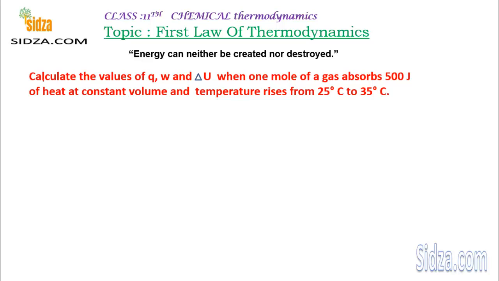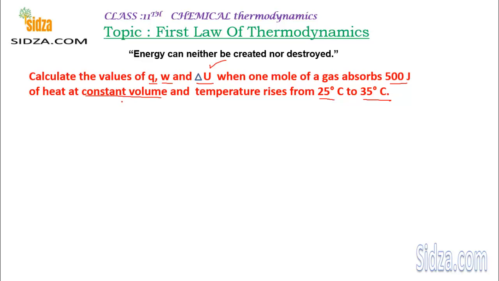Here we have a question. We have to calculate Q, W, and the change in internal energy of the system for 1 mole of a gas which absorbs 500 kilojoules of heat at constant volume, and the temperature rises from 25 to 35 degrees Celsius. So the temperature is not constant; it does change here, and therefore the internal energy will also change.